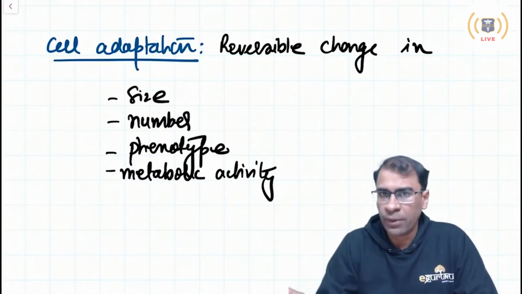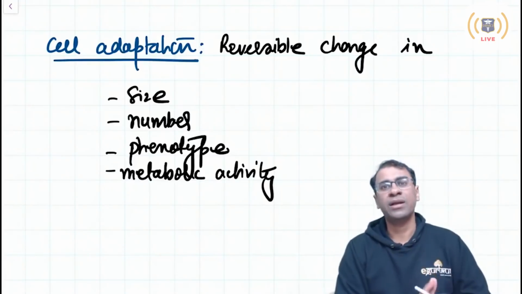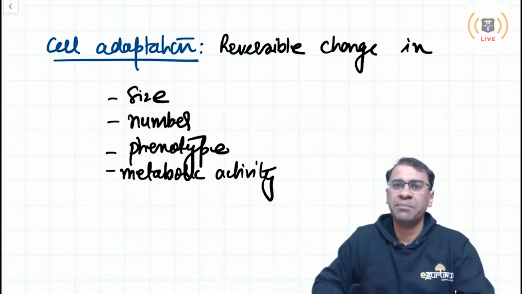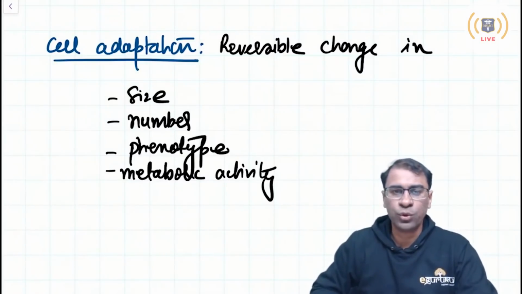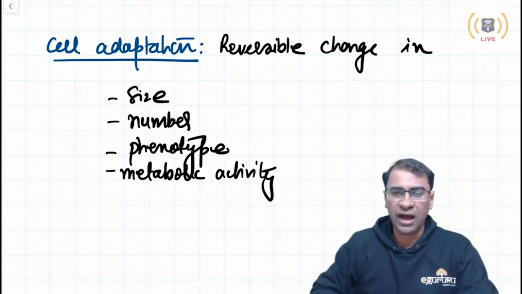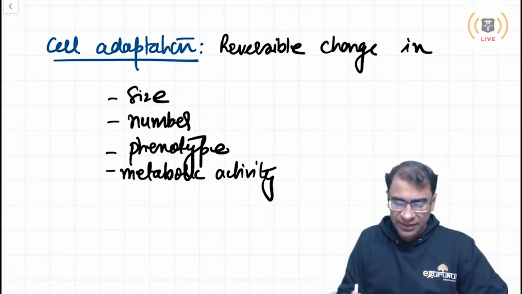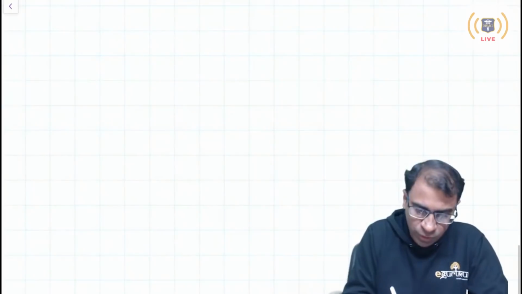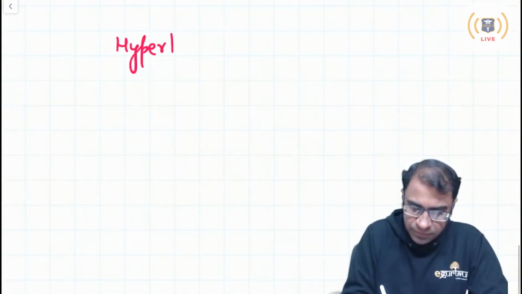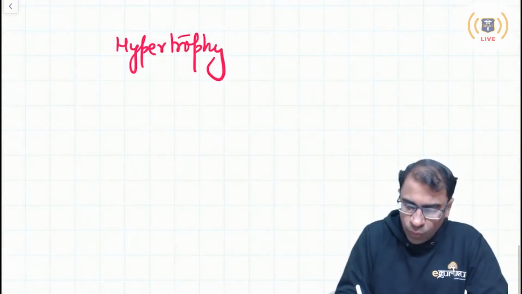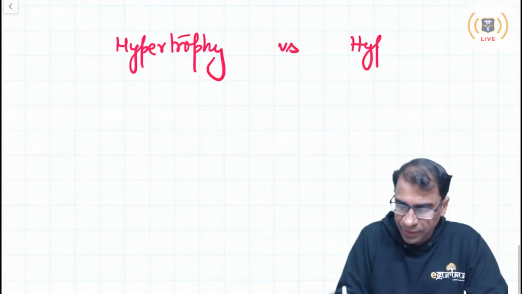We'll take this one by one. Let's start with the first two comparing together, that is hypertrophy and hyperplasia. Let's talk about the first two together. It is hypertrophy and hyperplasia. So we'll make a table here discussing two of them together: hypertrophy versus hyperplasia.